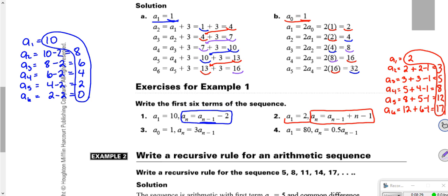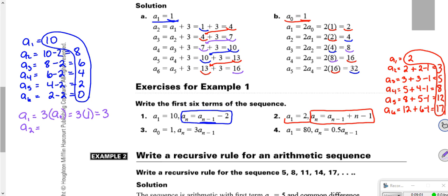First 6 terms of the sequence, though, they give us an A sub 0 because they don't really want the 1 included in the first 6 terms. The first 6 terms of the sequence would be A sub 1 through A sub 6. So, but we need the A sub 0 to get it started. So on this one, A sub 1 would be 3 times A sub 0, right? Which was 3 times 1, or 3.